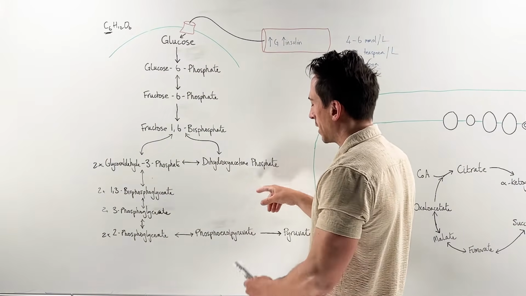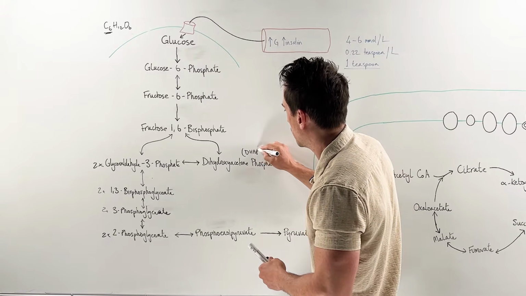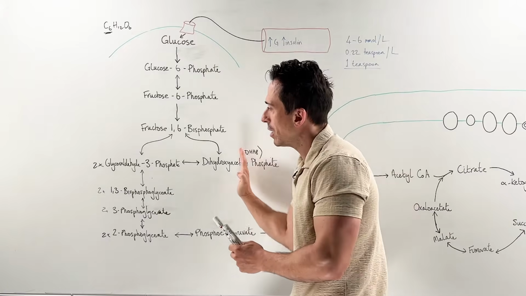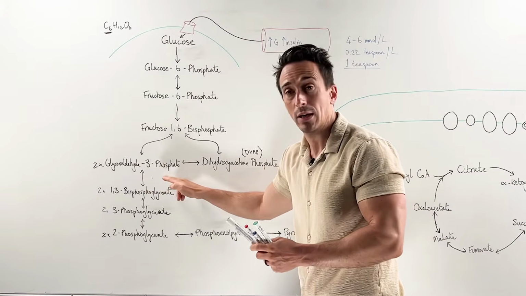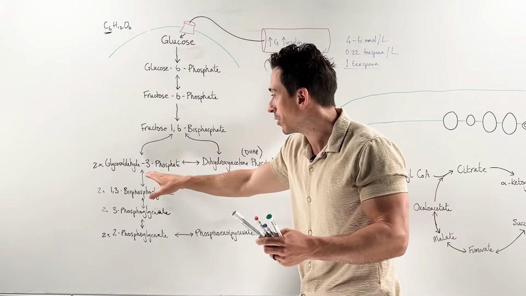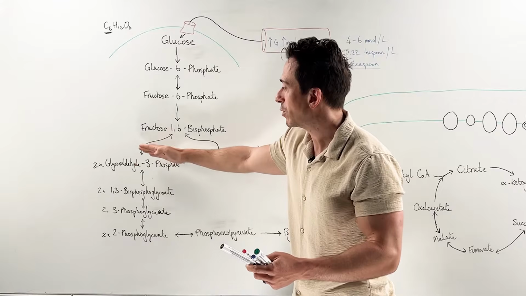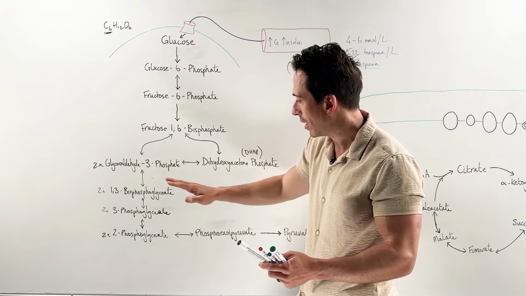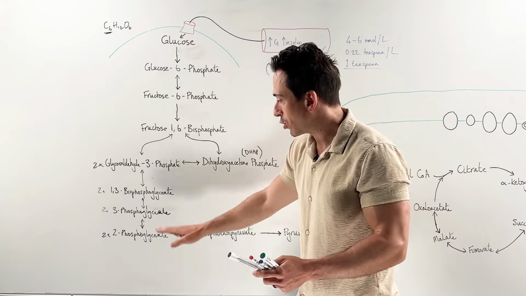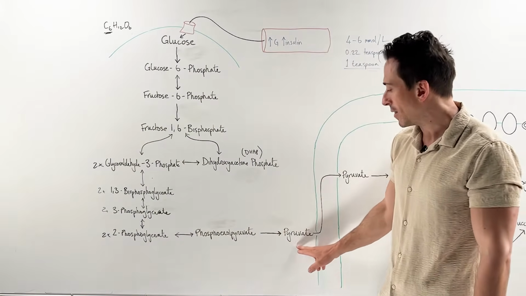Now, the dihydroxyacetone phosphate, which is sometimes written as DHAP in your textbooks, that will turn into glyceraldehyde 3-phosphate, which means we end up having 2 3-carbon molecules here. So we end up having 2 glyceraldehyde 3-phosphates, which means we have 2 1,3-bisphosphoglycerate, 2 3-phosphoglycerate, 2 2-phosphoglycerate, and then that turns into phosphoenolpyruvate and then pyruvate.